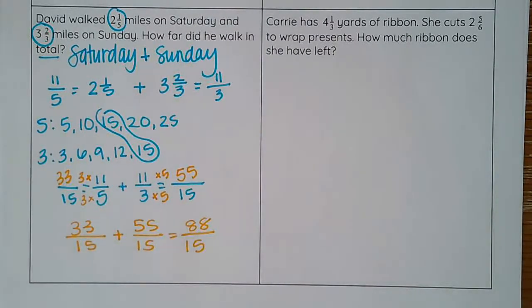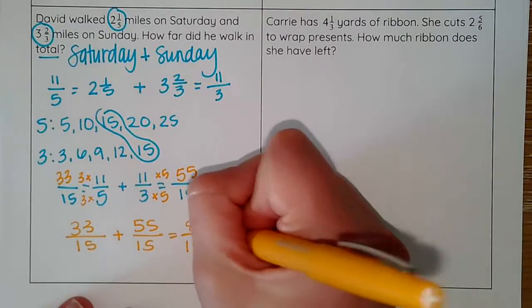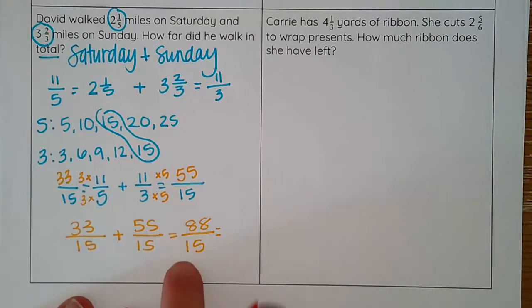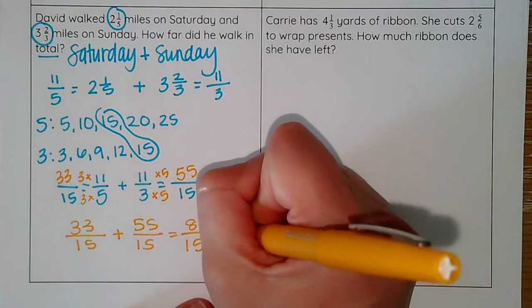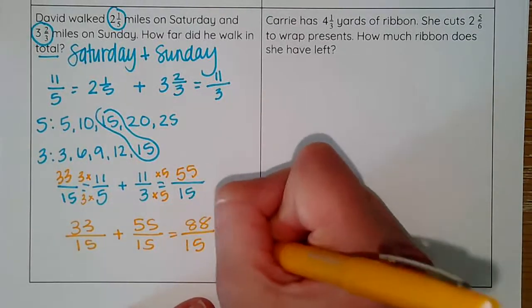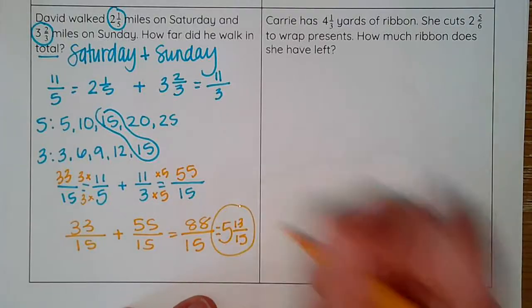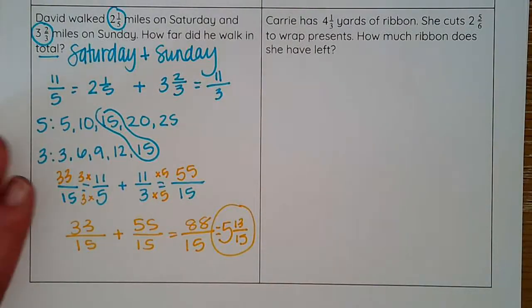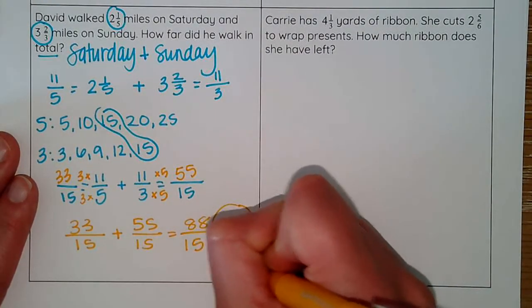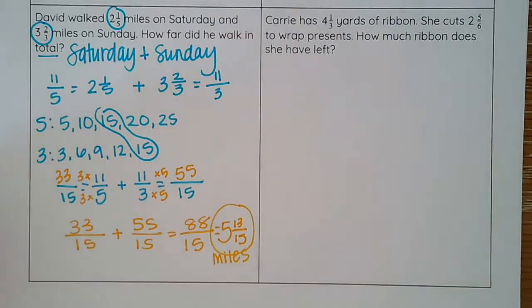Now, this is an improper fraction, and I would like my answer to be a mixed number. That is the most common answer form. So I know that 15 goes into 88 a total of 5 times, with 13 left over and 15 as my denominator. So in total, David walked 5 13/15 miles.